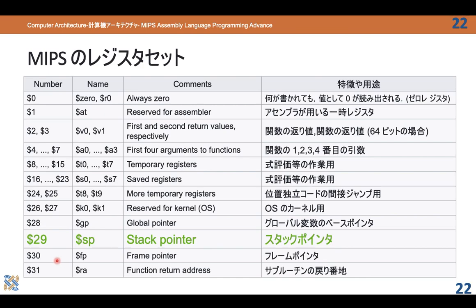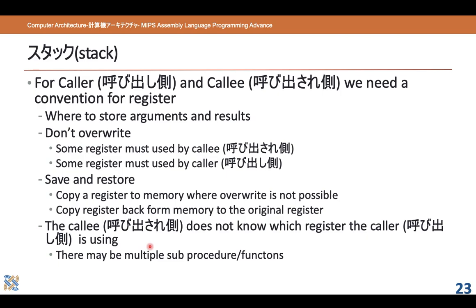Now I'm going to move on to the operation of the stack pointer. As you know, we have 32 registers, and among them we use particular registers. The stack pointer is register number 29, used to handle memory operations in the stack. As discussed in the earlier video about functions, the caller and the callee need to follow a convention for the registers. It's not like you can freely use any register. You have to follow where the arguments and the results must be stored.